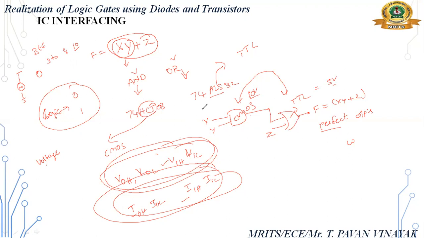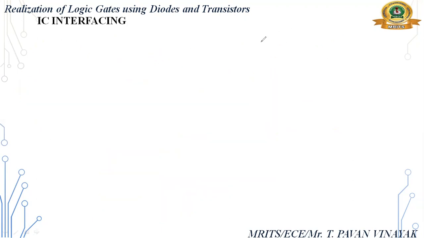So suppose you give 10 volts here, 10 volts here, the output is 10 volts. So here 10 volts means logic 1. But for TTL, 5 volts is equal to logic 1. So there are some differences between power supplies. To overcome this, there are some conditions to get perfect output without damaging ICs. So let us see the conditions.